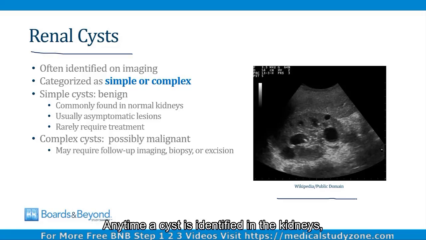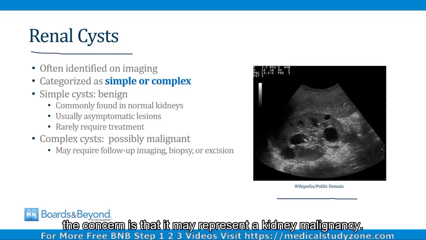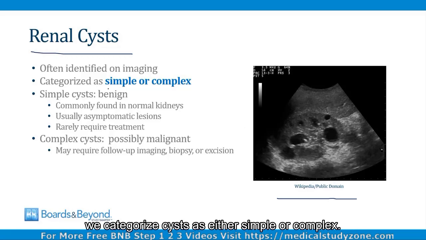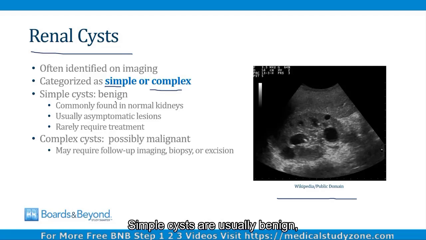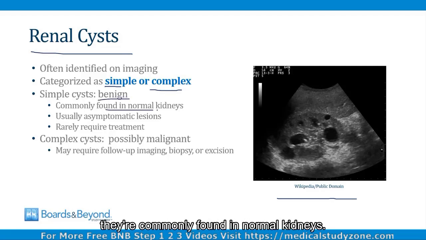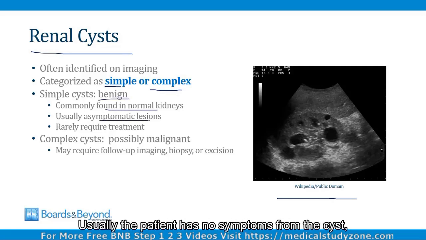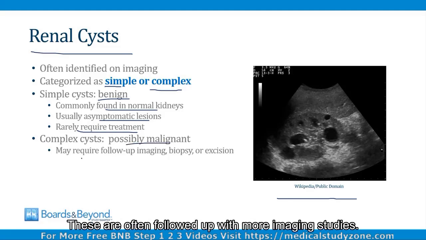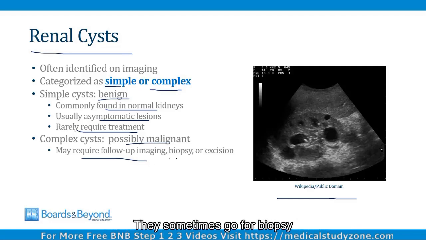Anytime a cyst is identified in the kidneys, the concern is that it may represent a kidney malignancy. And in order to decide how likely it is that the cyst represents malignancy, we categorize cysts as either simple or complex. Simple cysts are usually benign. They're commonly found in normal kidneys. Usually the patient has no symptoms from the cyst, and rarely do simple cysts require treatment. Complex cysts, and we'll talk in a minute about what makes a complex cyst complex, but complex cysts could be malignant. These are often followed up with more imaging studies. They sometimes go for biopsy, and sometimes even the cyst is excised.